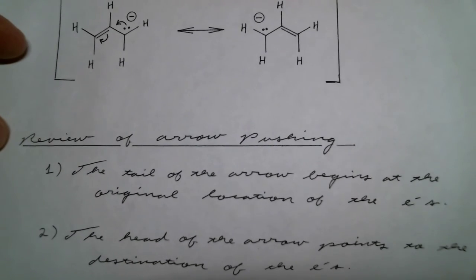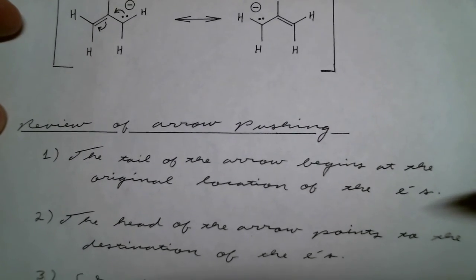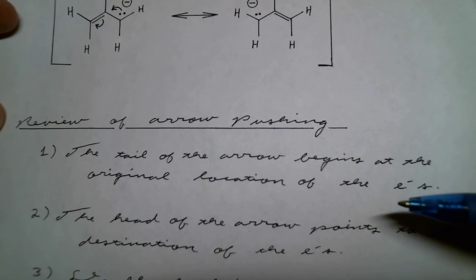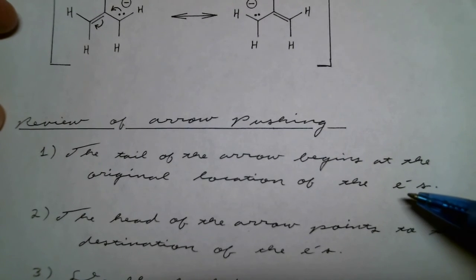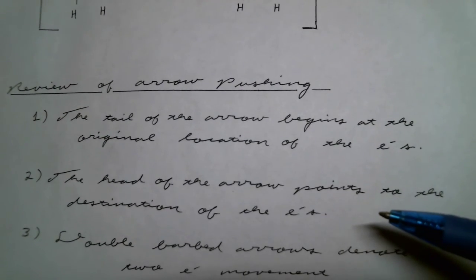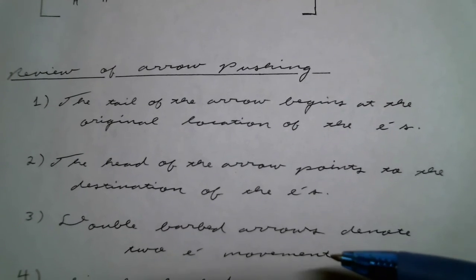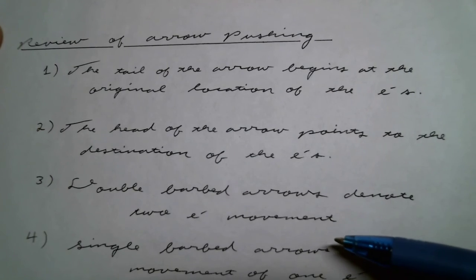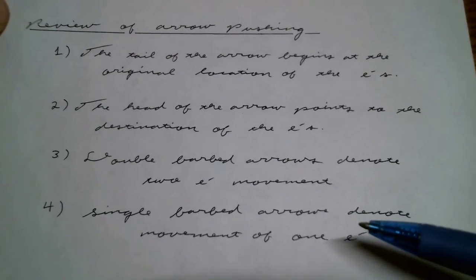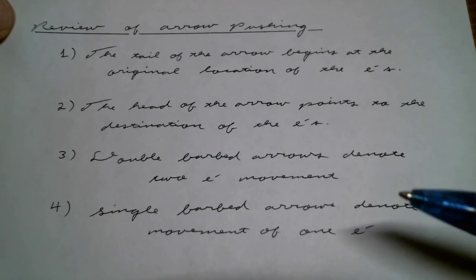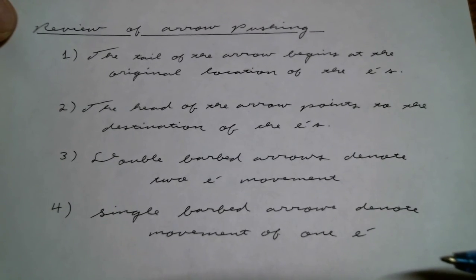So a little bit of a review of arrow pushing if you didn't take this class with me, or if you've forgotten everything since the first semester. The tail of the arrow begins at the original location of the electrons. E is how I abbreviate electrons. The head of the arrow points to the destination of where the electrons are going. Double-headed arrows or double-barbed arrows denote 2 electron movement. Single-barbed arrows denote 1 electron movement.